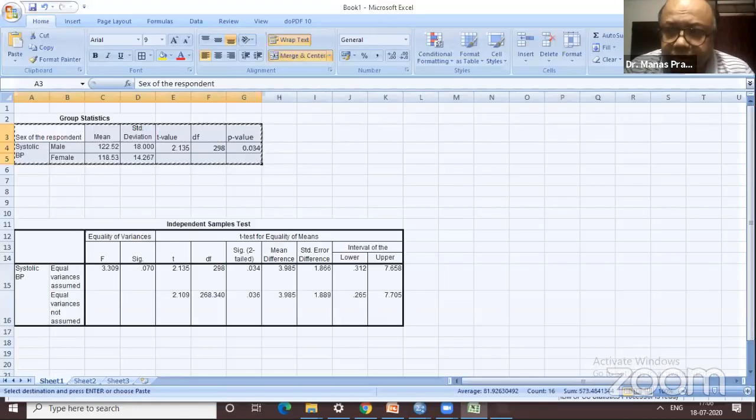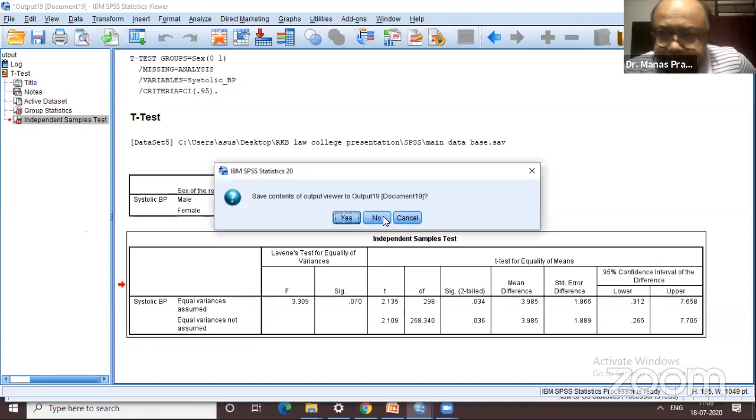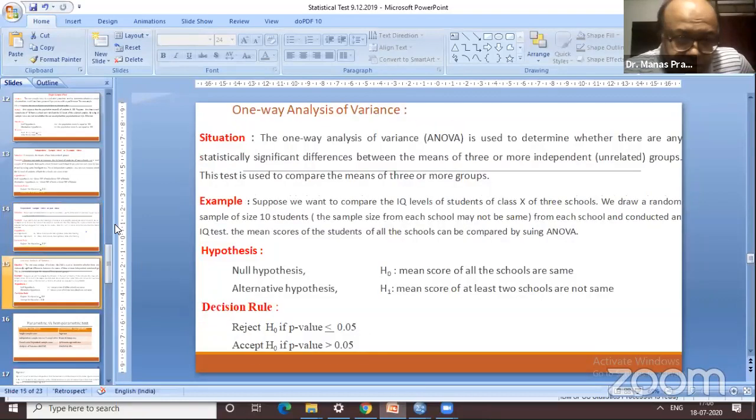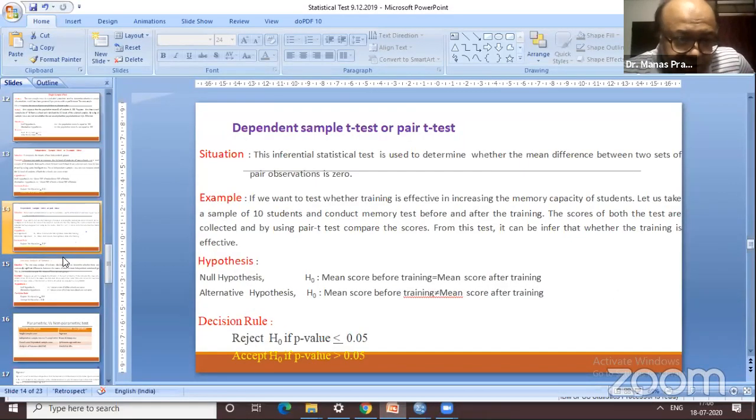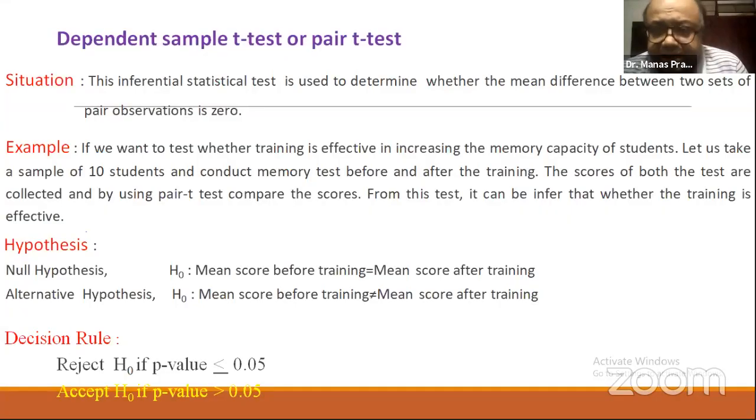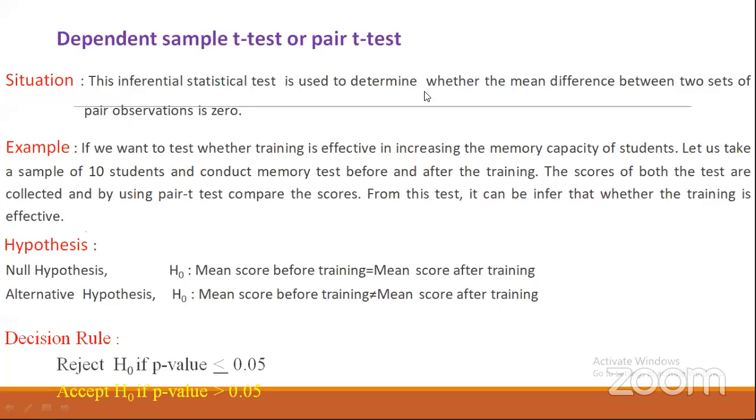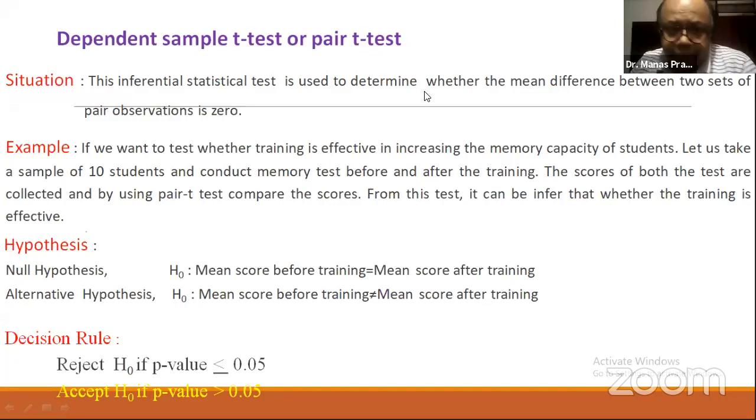So this is how you can do a test for independent samples. This is a very widely used test. Now the next test: dependent sample. This is also a two sample t-test, but here both the groups are dependent. In the previous test, both the groups are independent, but here both the groups are dependent or related. We can call it a related or dependent sample t-test. It is also called paired.